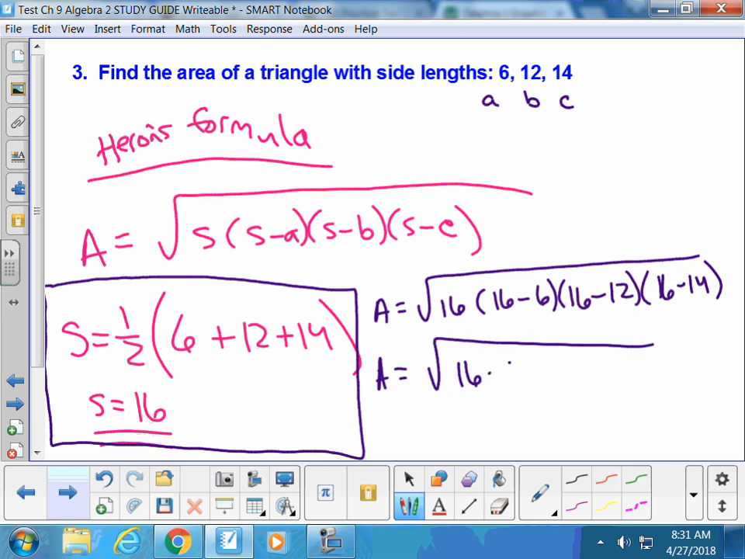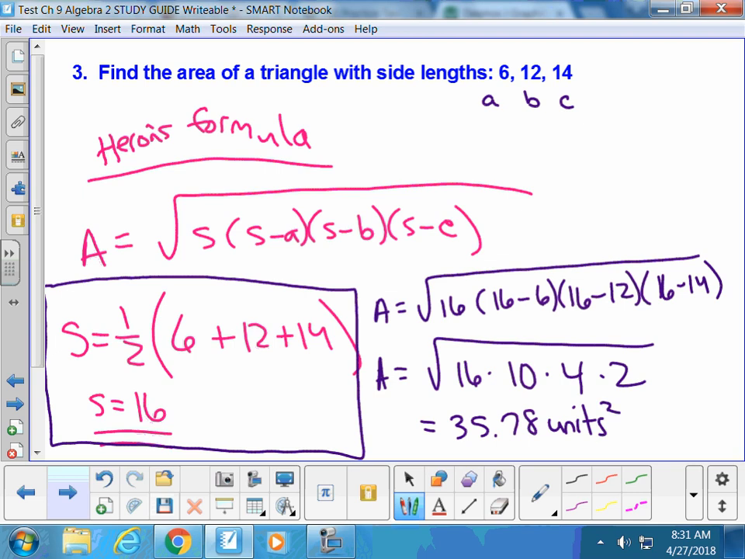There's no reason you can't do this stuff in your head. 16 minus 6 is 10. 16 minus 12 is 4. And 16 minus 14 is 2. And at that point, you can probably go ahead and type it in. I ended up getting 35.78, and that would be units squared.